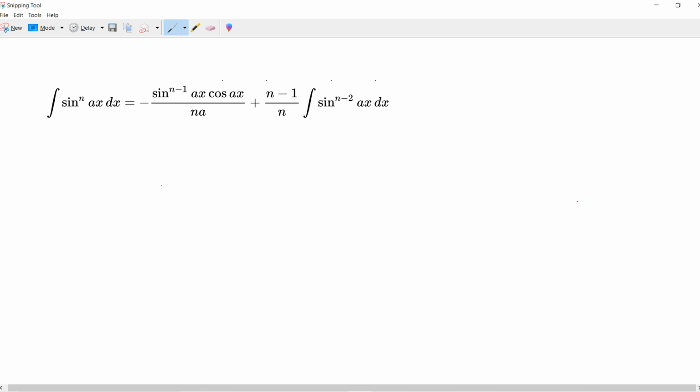Guys, so today we are proving this problem. This is the integral of sin^n x dx, and we want to prove this recurrence formula. In order to do this, all we need to do is integration by parts. So we can start. We need to prove this, right?